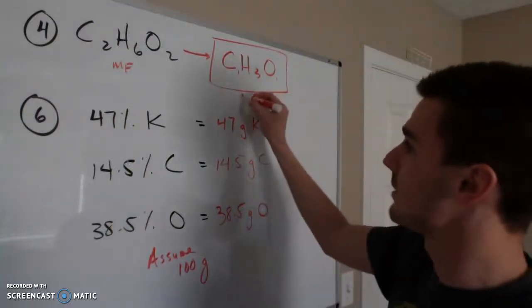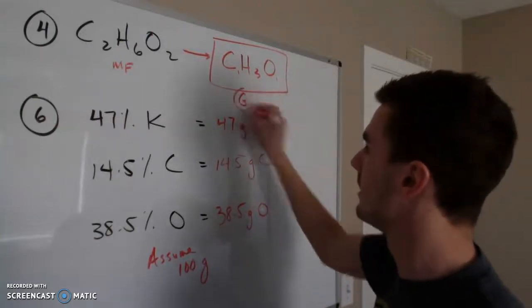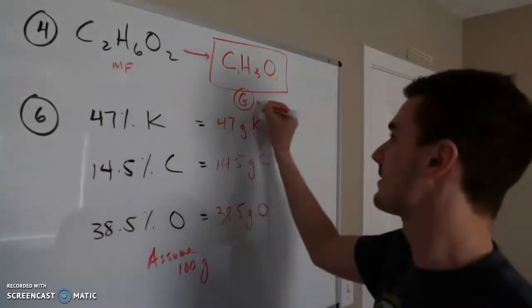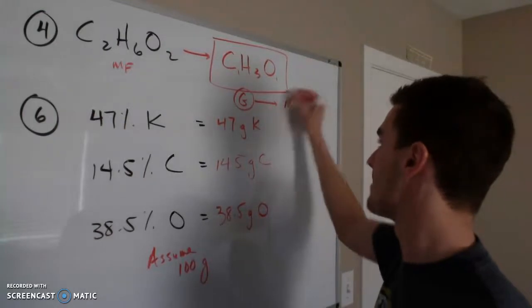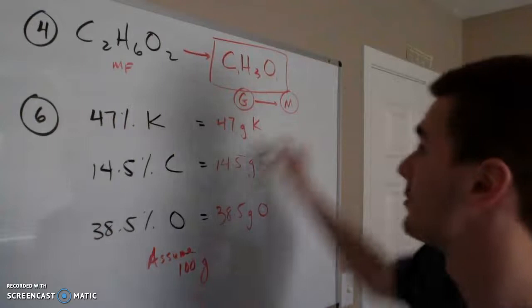So this right here though is important, and usually when I teach empirical formulas, I teach 3 letters. The first one is G. G stands for get it to grams. The next letter I usually use is M. We know that in chemistry, if we're going to compare numbers of particles, we need to get to moles.